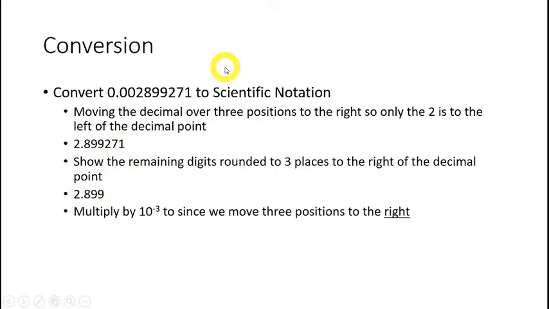We're given that. And now we have to multiply by our factor of 10 to get back to our original decimal number. But we moved the decimal point to the right. And in doing so, we have to multiply by a negative number to move it back to the left. So here we are going to be using a negative power, or 10 to the negative 3, because we moved 3 positions to the right. And that is our scientific notated number that represents this decimal number, and our scientific notated number is rounded to 3 decimal places.